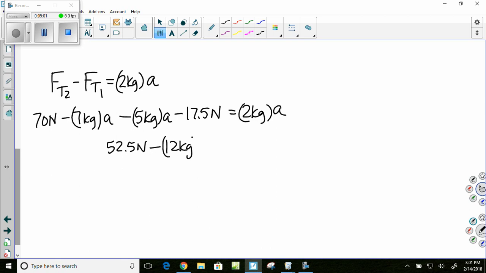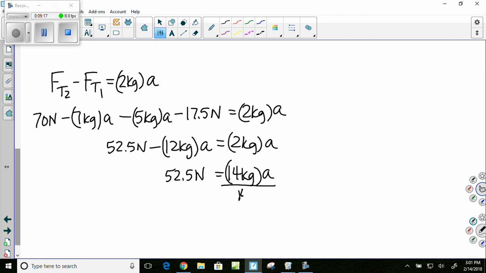When I put all of the A's on the same side, I end up with 14 kilograms times A and 52.5 newtons. When I divide both sides by 14 kilograms, I get, as my acceleration, 3.75 meters per second squared. Now, why do I have that, and what am I going to use it for? I need to have that to find the final velocity after it has fallen a certain distance.